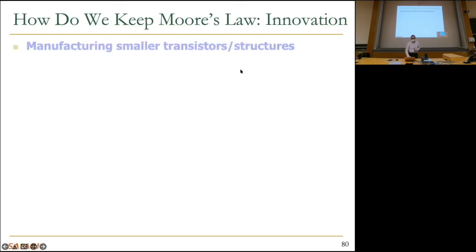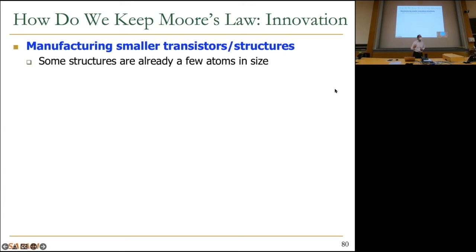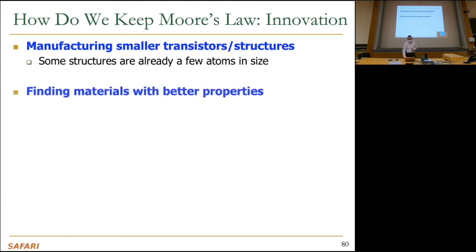Let's talk about how they keep Moore's law. Clearly, it has been enabled by manufacturing smaller transistors and smaller structures. It's not easy. Some structures are already a few atoms in size today. It has also been enabled by finding materials with better properties. You can see that material science goes into it. This is completely different from computer science, computer engineering, electrical engineering. We're talking about material science. And manufacturing is also applied physics and also electrical engineering, right? We're talking about a lot of fields coming together over here.